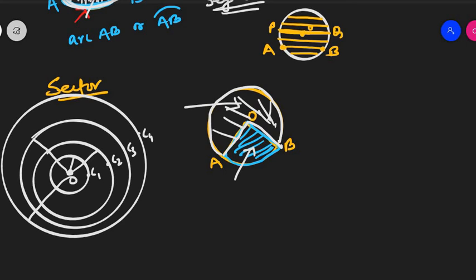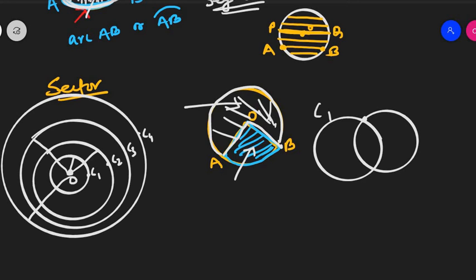Now let's go to intersecting circles. What are intersecting circles? Let us take two circles which intersect each other at 2 points. Here are two circles, suppose C1 and C2, and they are intersecting each other at 2 points, let us suppose A and B. Clearly you can see these two circles C1 and C2 are intersecting at A and B. So these circles are called intersecting circles. If two circles intersect each other at 2 points, they are said to be intersecting circles.